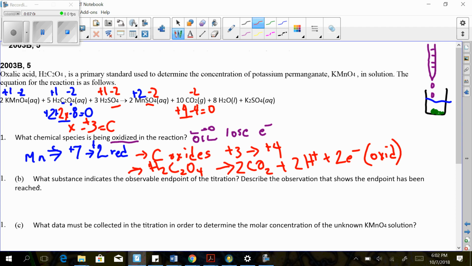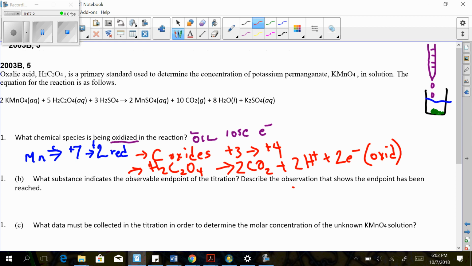Now in the next part, part B, it says what substance indicates the observable endpoint of the titration. Now this question, to answer it, you would either need to do this in the lab, or you would have maybe a little more information. If I go up to the top, maybe underneath this reaction we included the colors, like this one is purple, this one is clear or colorless, this one is also colorless, and all of these are also clear.